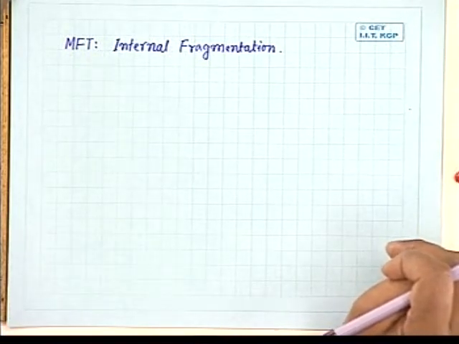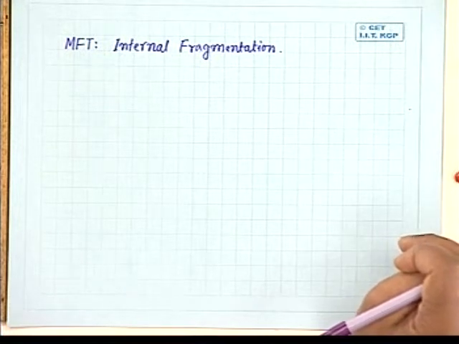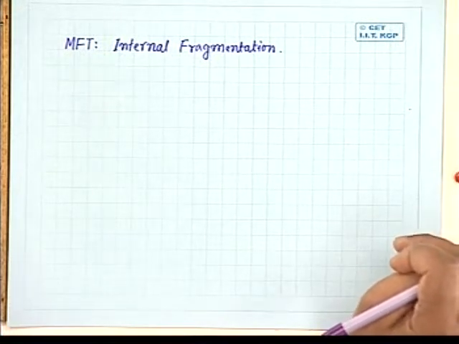Okay, so if I have a partition of say 100 kilobytes and the job requires say 50 kilobytes, and the 100 kilobytes partition is allocated to the 50 kilobytes job, in that case the remaining 50 kilobytes memory cannot be allocated to any other job, and that is a wastage of memory, which is referred to as internal fragmentation.